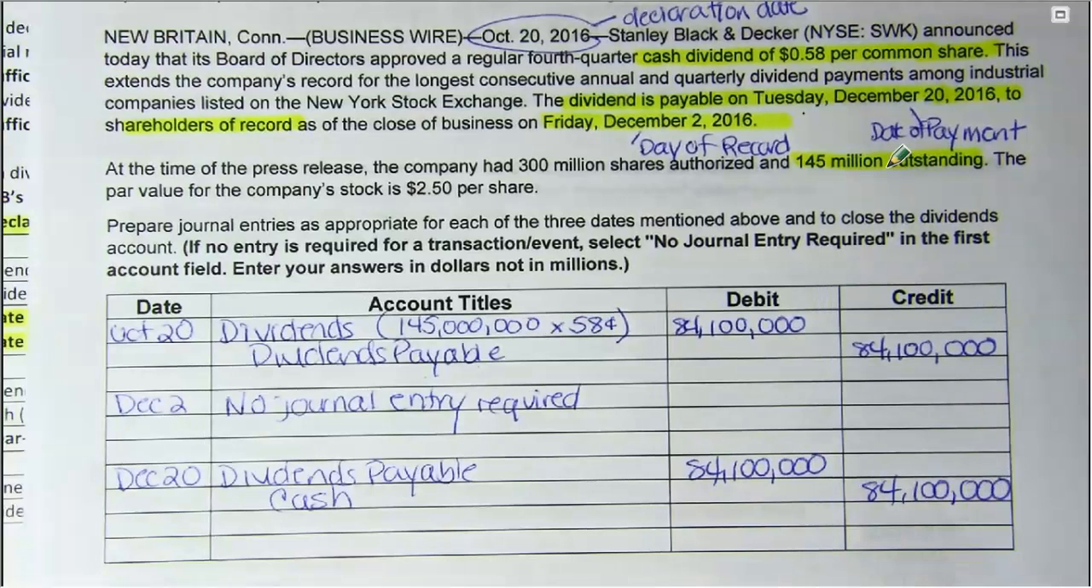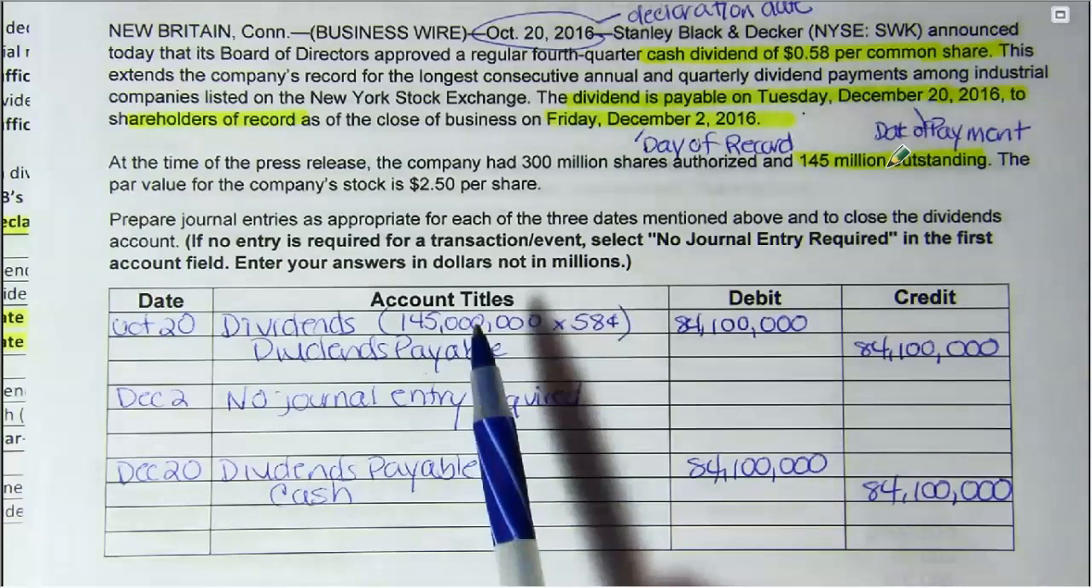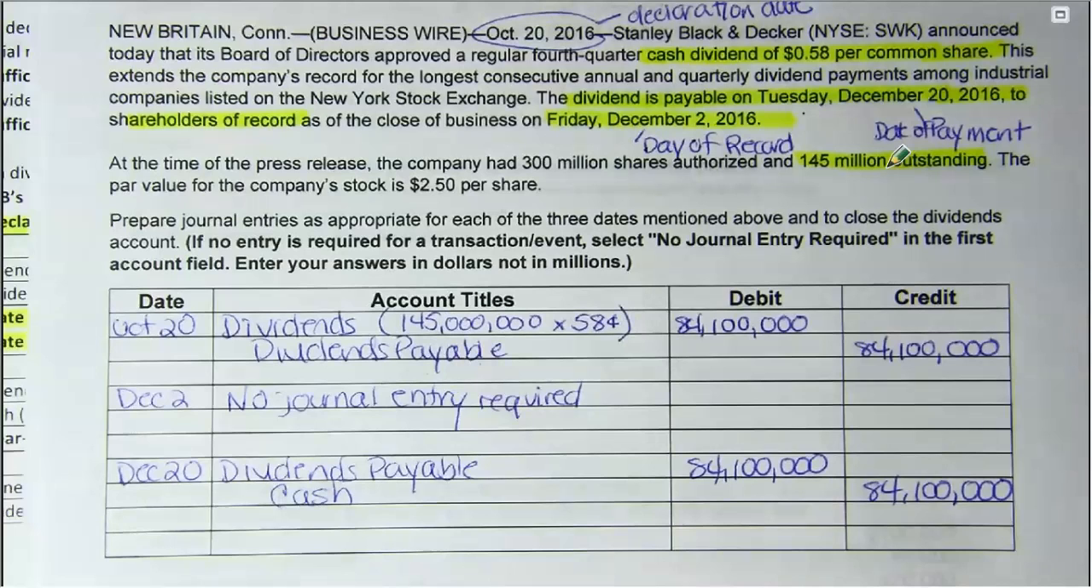Now, if they didn't give you the number of shares outstanding, but they gave you the issued and the Treasury shares, you would have to remember that you take the issued shares and subtract the Treasury shares that you bought back to get the number of outstanding shares, because it's only the outstanding shares that gets the dividend. Is everybody okay with that? Questions?